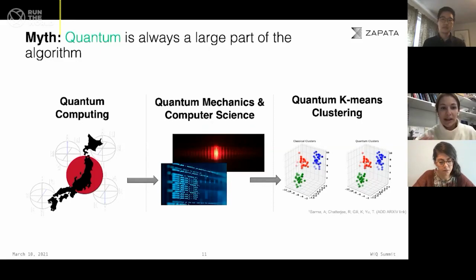The only key quantum component of this algorithm was the quantum distance measurement and this encoding. The rest of the optimization and everything else was classical. So part of the myth that I want to debunk here is that quantum always has to be the large part of the algorithm. Quantum doesn't always have to be a large part of the algorithm. It could just be a trick that you can apply to the algorithm to show an enhancement in accuracy or an enhancement in speed.